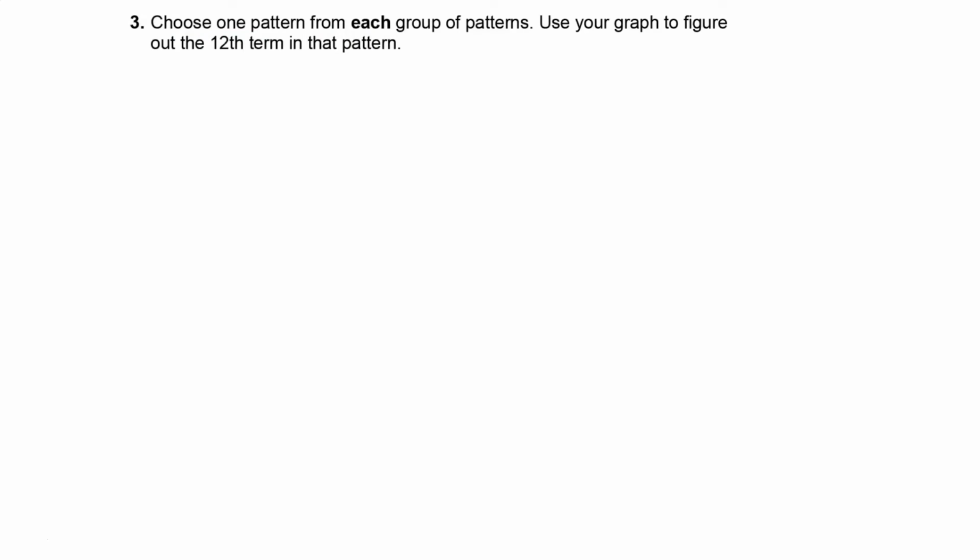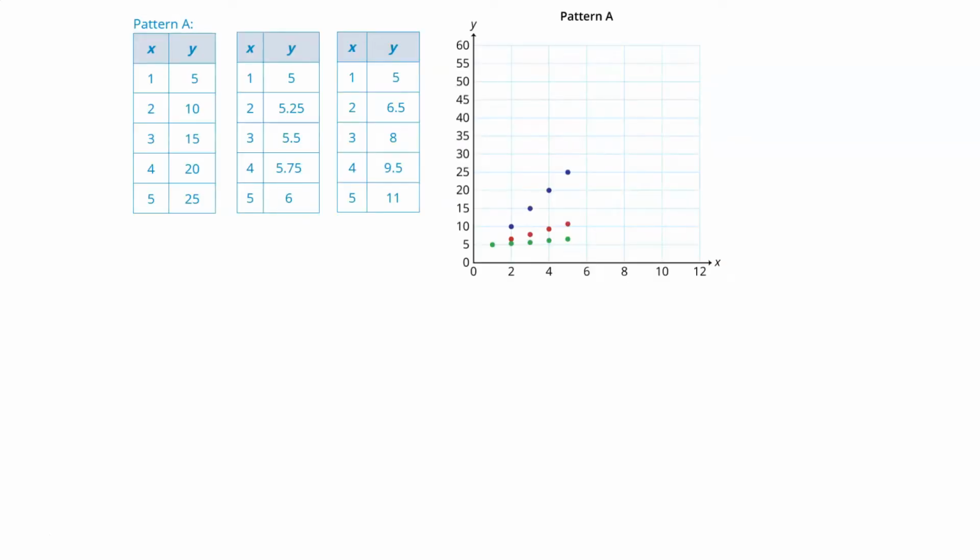Now we're asked to choose one pattern from each group of patterns and use our graph to figure out the 12th term in that pattern. So let's go back to the A. Now the easiest way to figure out the 12th value, rather than doing every step in between, because we know this is a straight line, I'm going to go ahead and draw a straight line through all of the points. And we can see that by doing that now, when we're at 12, crossover, we're at 60.